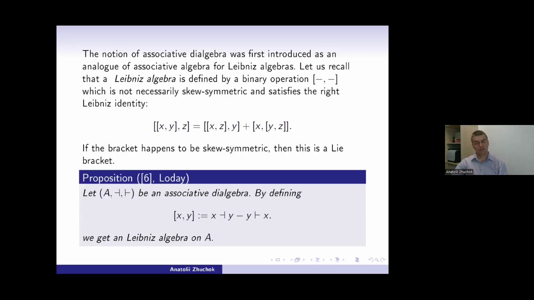And here is the connection, you can see the proposition. If we have an associative dialgebra and define a bracket in this way, using two operations, usually we use one operation, here two operations of a diamonoid, then we get a Leibniz algebra on the associative dialgebra. It means that this right Leibniz identity, you can see on the screen, holds. And we have a Leibniz algebra.